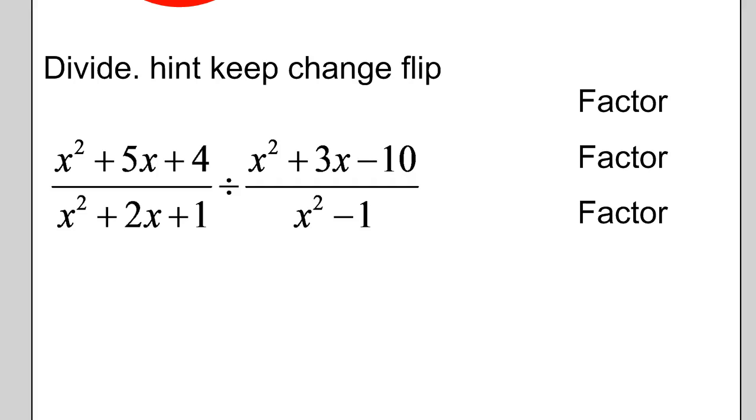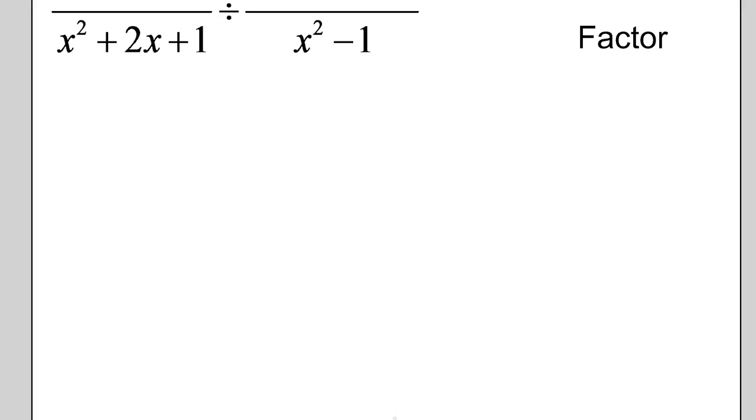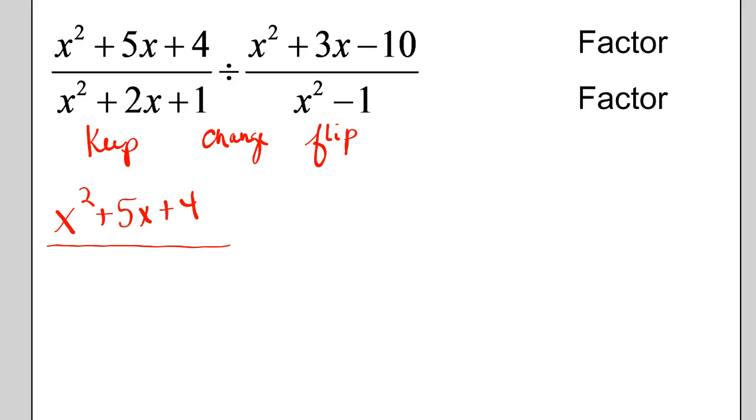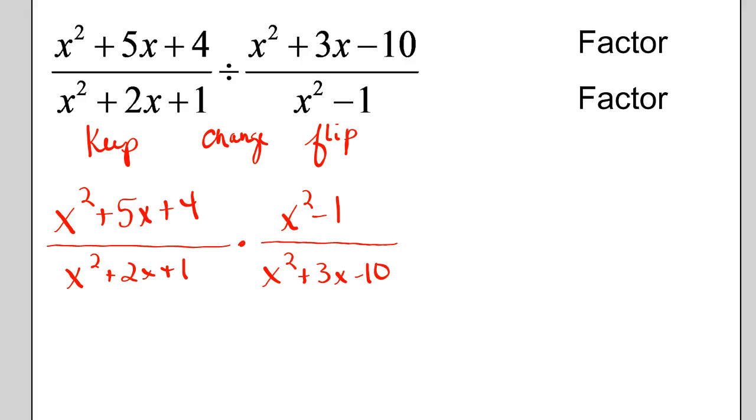So when we divide, remember, we're going to keep change flip. So you can pause this at any time, but go ahead and write this down. And what we're going to do is keep change flip. So I'm going to write that. You're going to keep the first fraction, change to multiplication, flip the second one. X squared minus 1 goes in the numerator. X squared plus 3x minus 10 goes in the denominator.